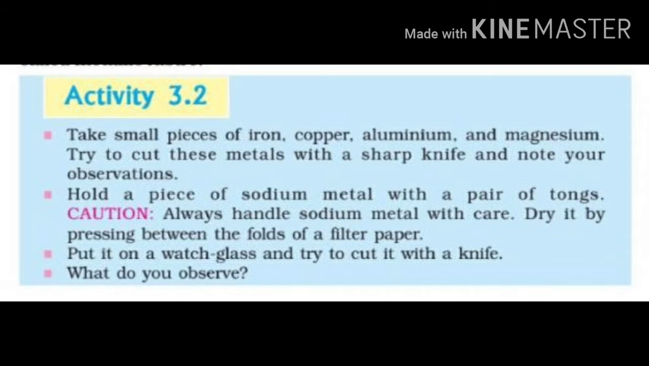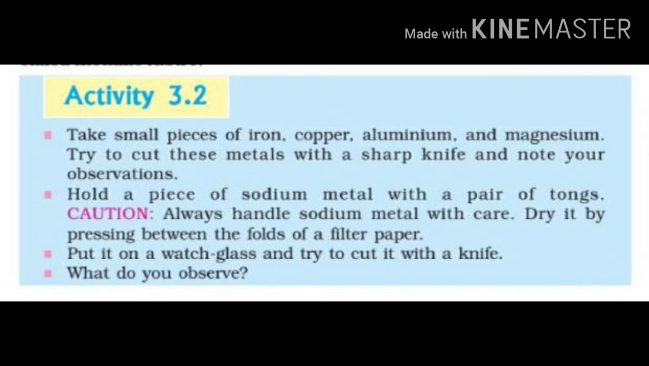Activity 3.2. Take small pieces of iron, copper, aluminium, and magnesium. Try to cut these metals with a sharp knife and note your observations. Hold a piece of sodium metal with a pair of tongs. Always handle sodium metal with care. Dry it by pressing between the folds of a filter paper. Put it on a watch glass and try to cut it with a knife.